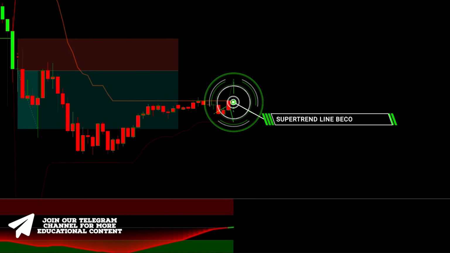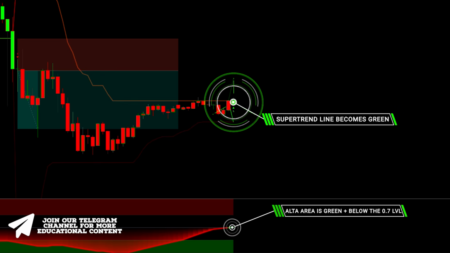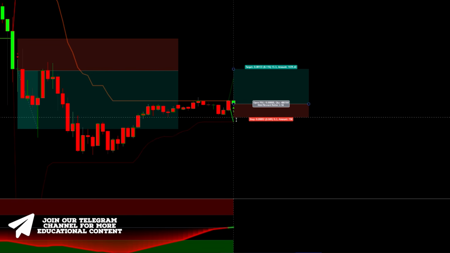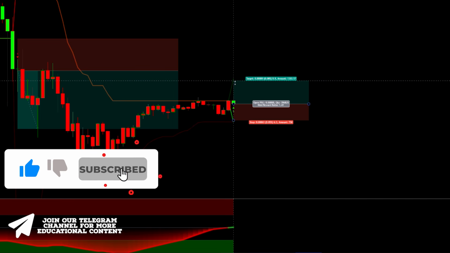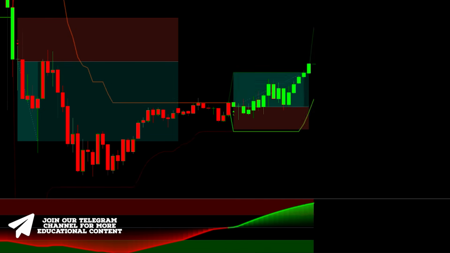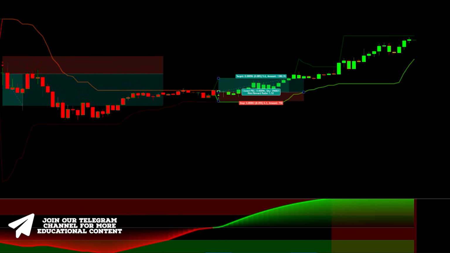Here, the main line turns green, and the alpha is also green and positioned below the 0.7 level, allowing us to go long. We set a stop below the latest low and aim for a take profit with a 1.5 to 1 risk to reward ratio. Boom, our TP level was hit.